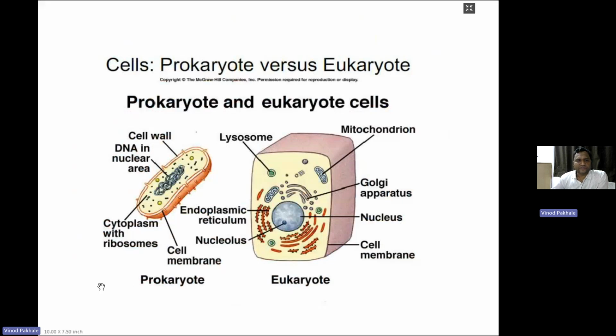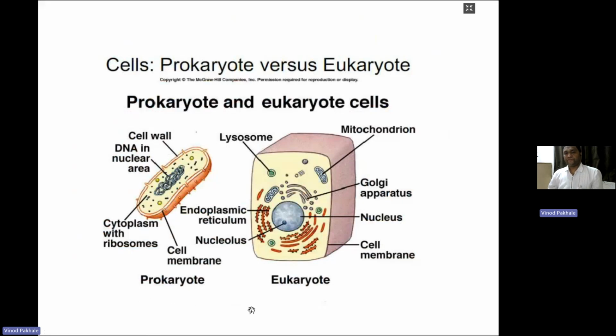In the prokaryotic cell diagram, if you see, very few components are present, as we have discussed in the earlier slides. In a prokaryotic cell, there is only DNA near the nuclear area. There is no rigid nucleus inside this prokaryotic cell. Surrounding that there is a cell wall. Cytoplasm is also there surrounding this DNA nuclear area. Then the cell membrane is also there.